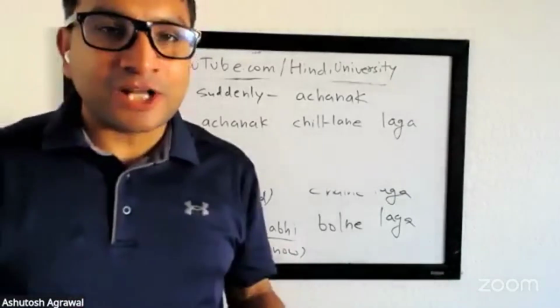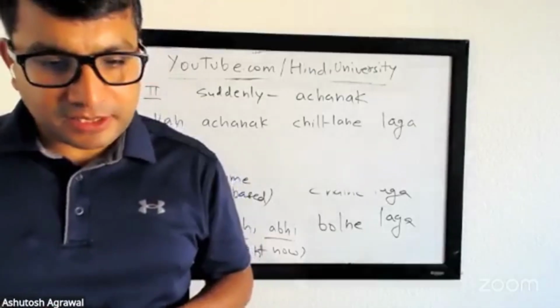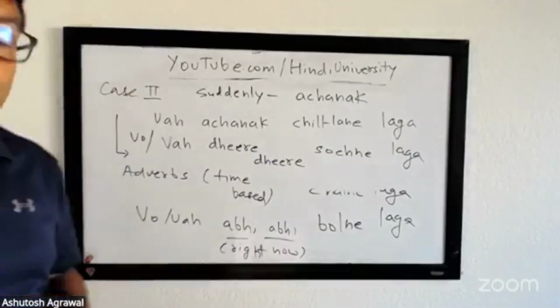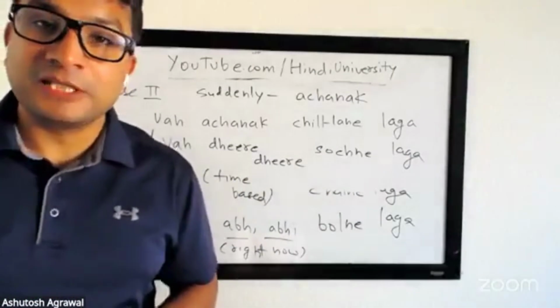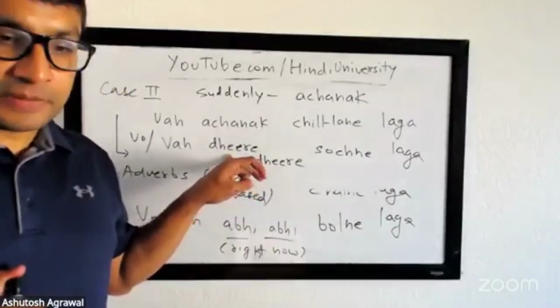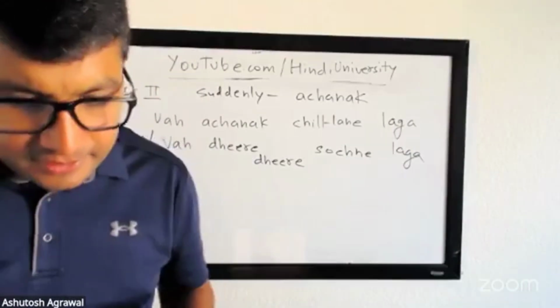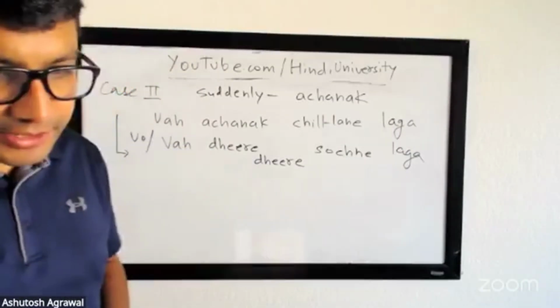Slowly or gradually he started to think or he started thinking. धीरे धीरे वो सोचने लगा. Oftentimes, Hindi speakers will change the position. They will start with the adverb itself. Let's add more to it. Any other adjectives you guys can think of.